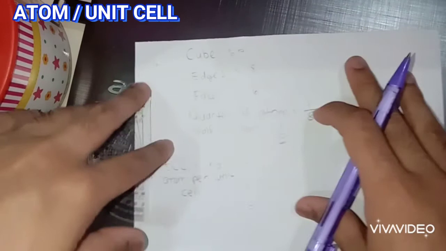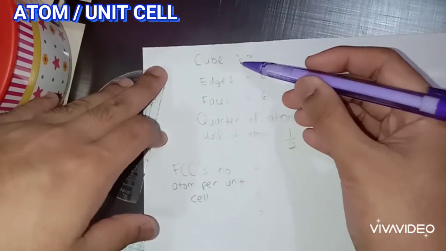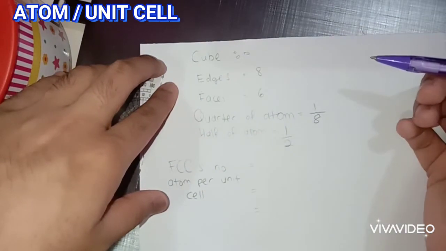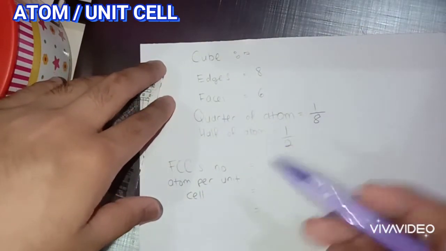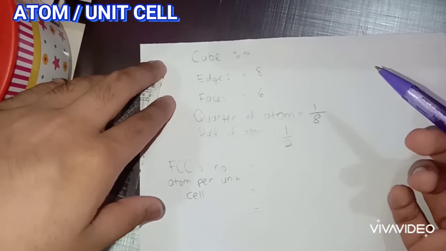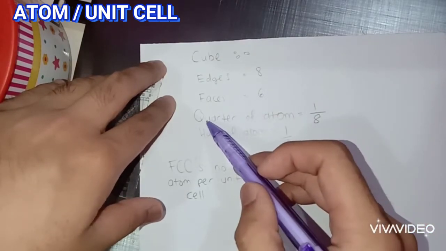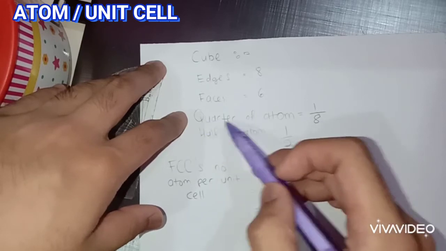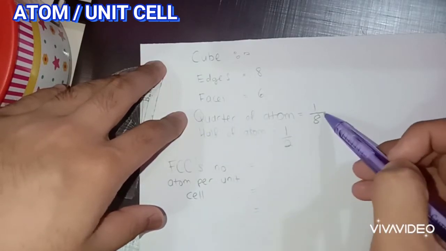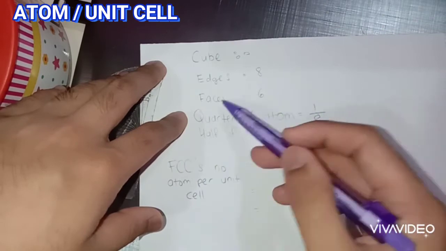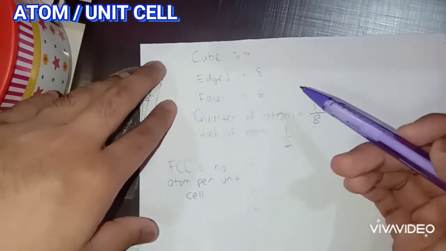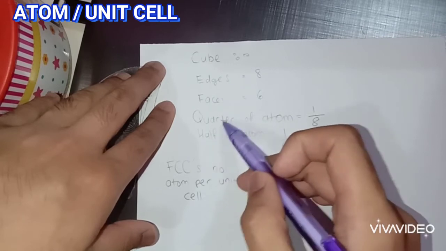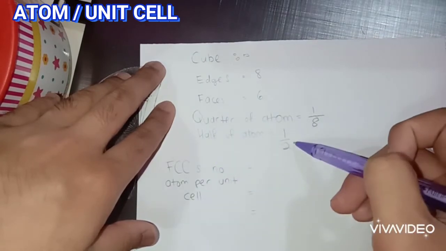Note that the cube has edges. How many edges do we have? 8 edges. And we also determined that each edge of the cube contains a quarter of an atom, which is 1 over 8. And we have 6 faces for the cube, and on each of the faces we have half of an atom.